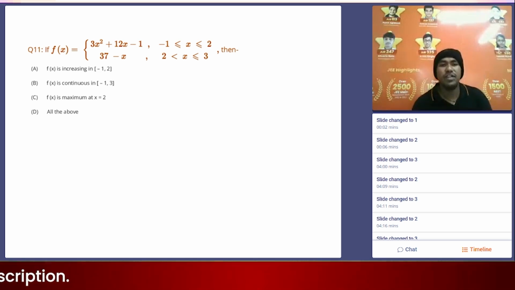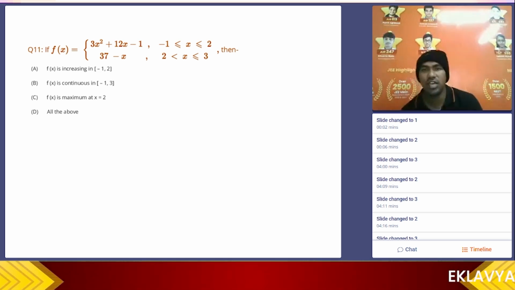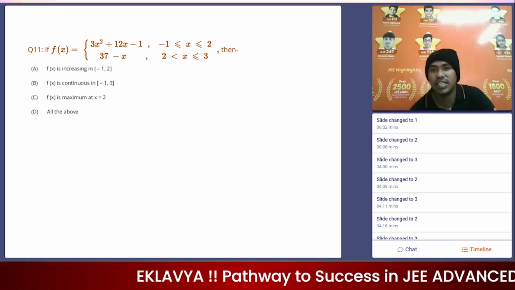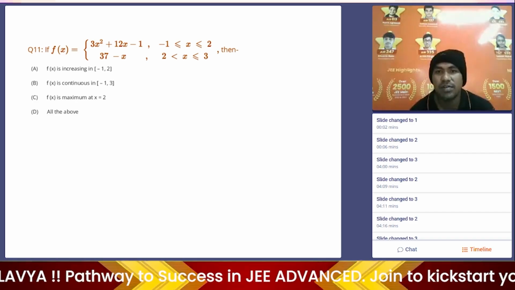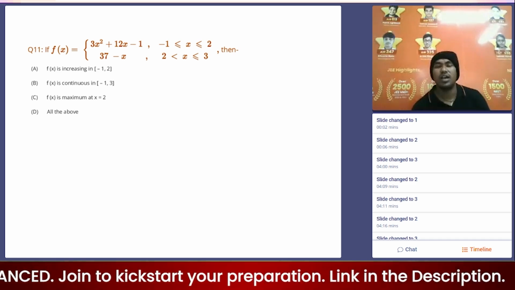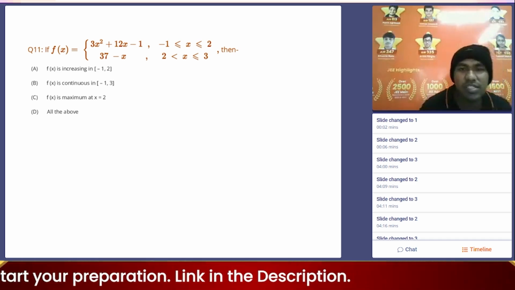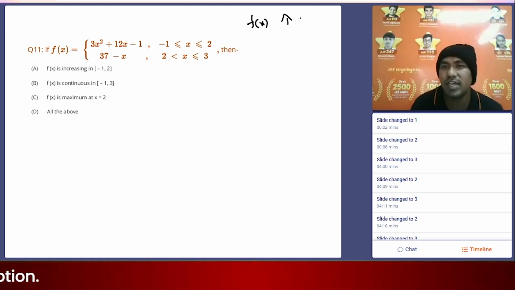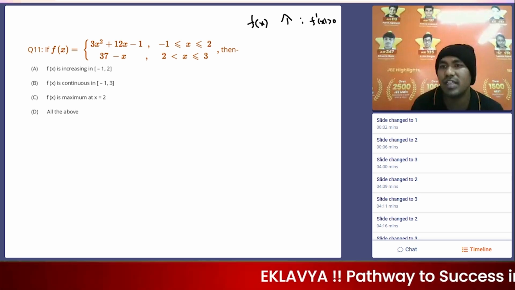Right. Next one, if f of x is equal to 3x square plus 12x minus 1 for minus 1 less than or equal to x less than or equal to 2, and 37 minus x for 2 less than x less than or equal to 3, that is our f of x. First condition they mentioned is increasing. So when f of x is said to be increasing, what is the condition? Yes, the derivative should be greater than 0.